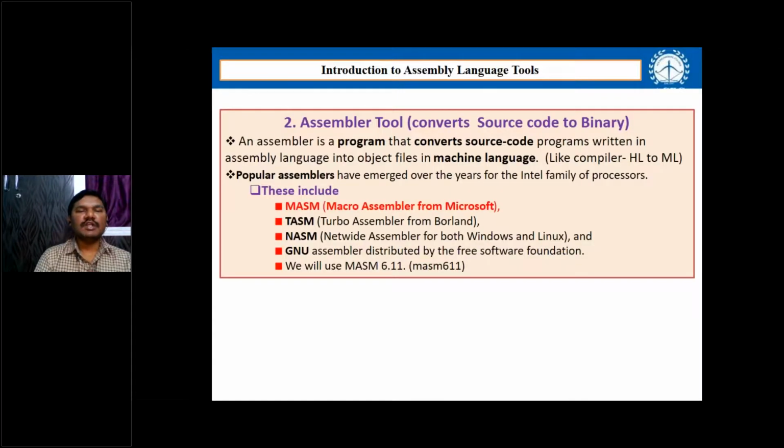And this is the assembler tool. What is an assembler? Converting assembly level language to machine language is called an assembler. Here we have different tools: MASM, TASM, NASM, and GNU. These are different tools we have in the industry, and a very popular one is the MASM tool. Turbo Assembler is called TASM, and some colleges and companies use it for programming.